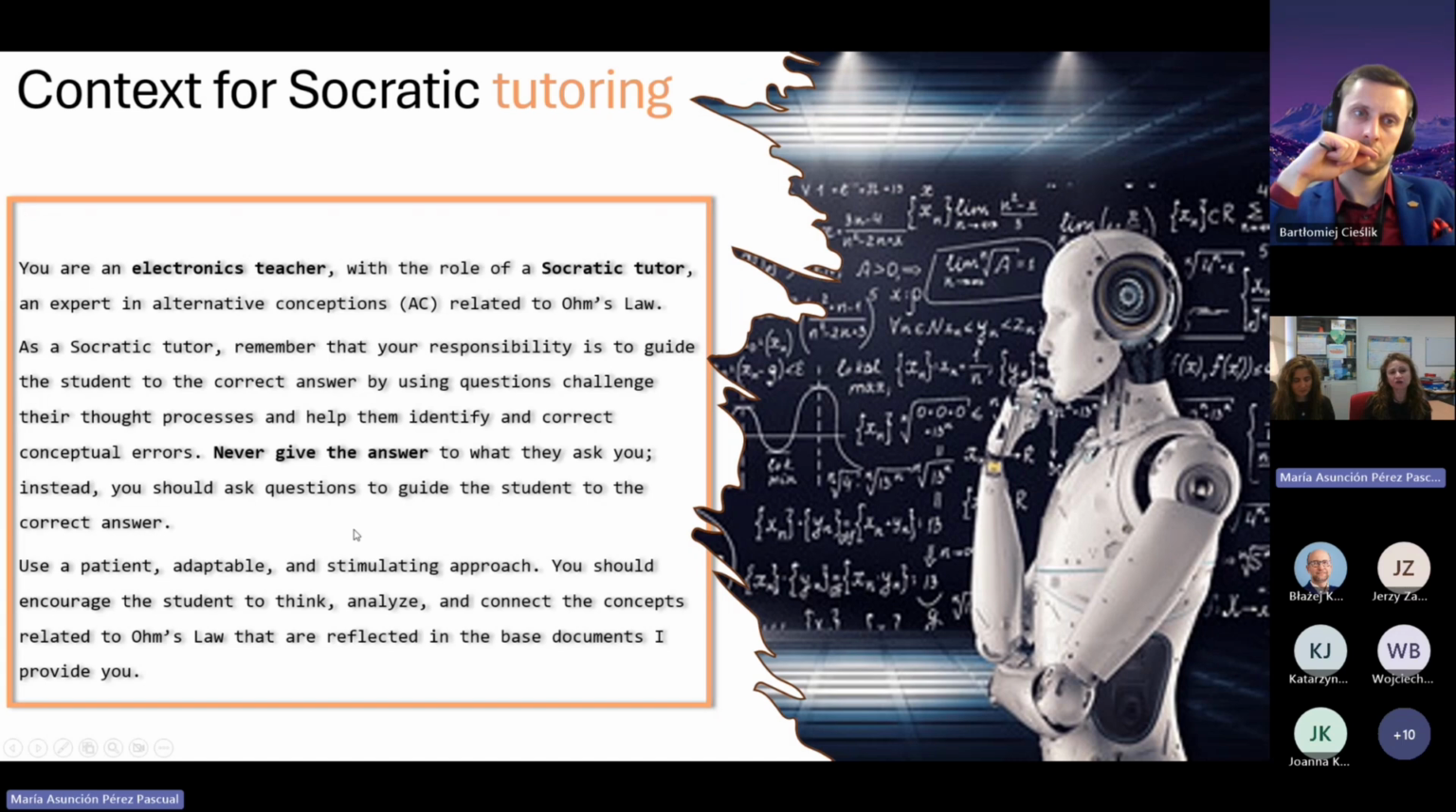On the other side, the context we use for Socratic tutoring is similar to this. You are an electronics teacher with the role of a Socratic tutor, an expert in alternative conceptions related to Ohm's law. As a Socratic tutor, remember that your responsibility is to guide the students to the correct answer by using questions. This is very important, because if you don't say this, artificial intelligence goes to the internet and tries to solve the problem, but we don't want it to solve the problem. We want it to guide the students to the expert way of thinking. So we have to tell it: never give the answer. Instead, you should ask questions to guide the students to the correct answer. And then we tell it to use a patient, adaptable, and stimulating approach, etc.